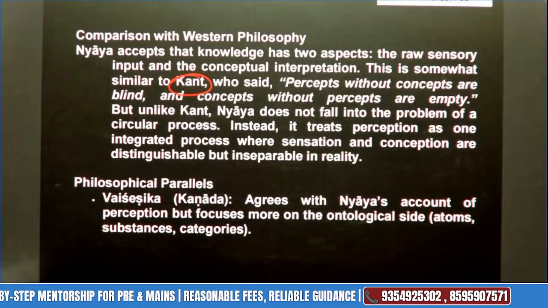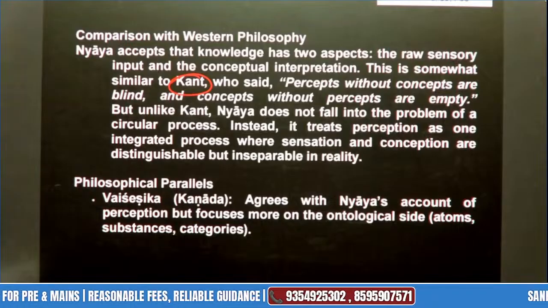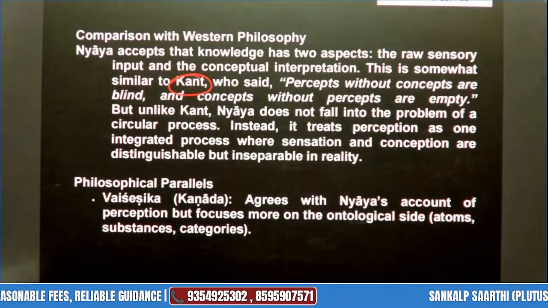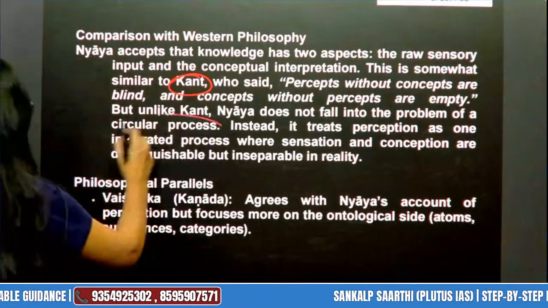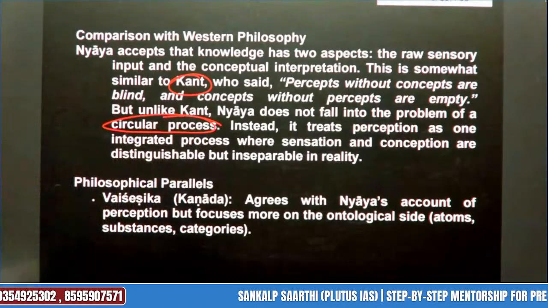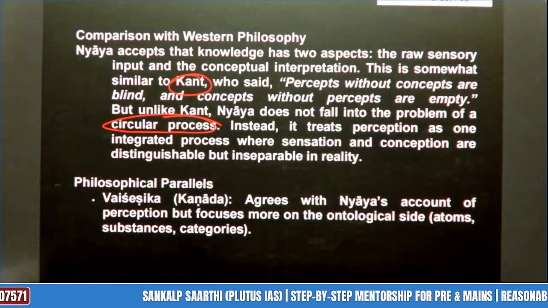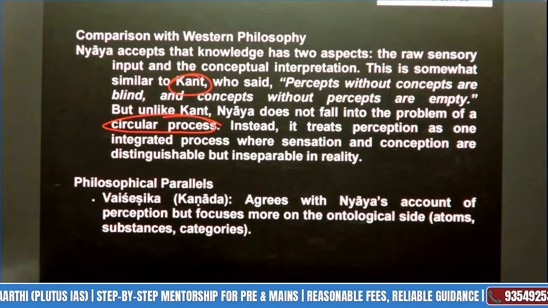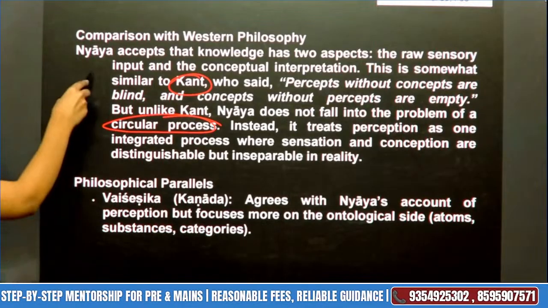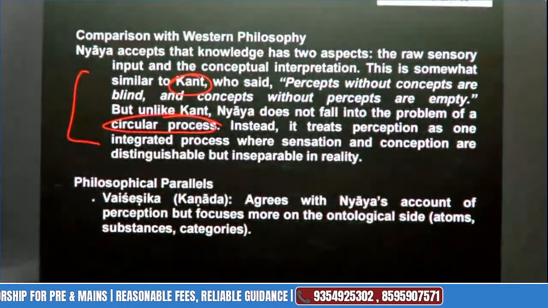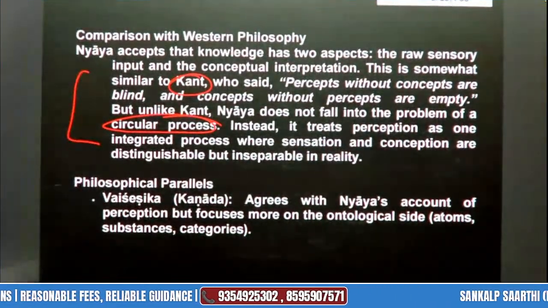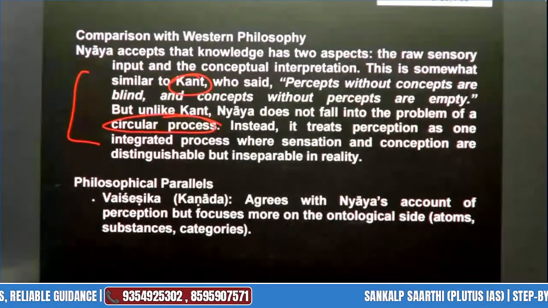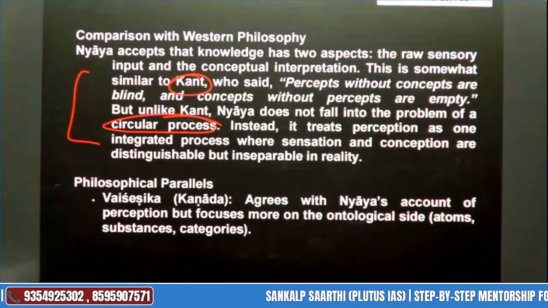In the same way, like Nyaya said, right? But unlike Kant, Nyaya does not fall into the problem of circular process. Instead, it treats perception as one integrated process where sensation and conception are distinguishable but inseparable in reality. So, difference between Kant and Nyaya. Philosophical parallels. Then you can write about Vaisheshika theories also.